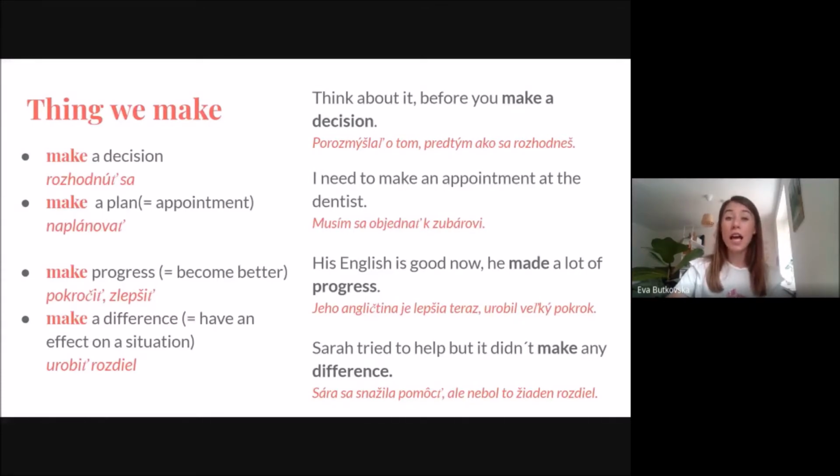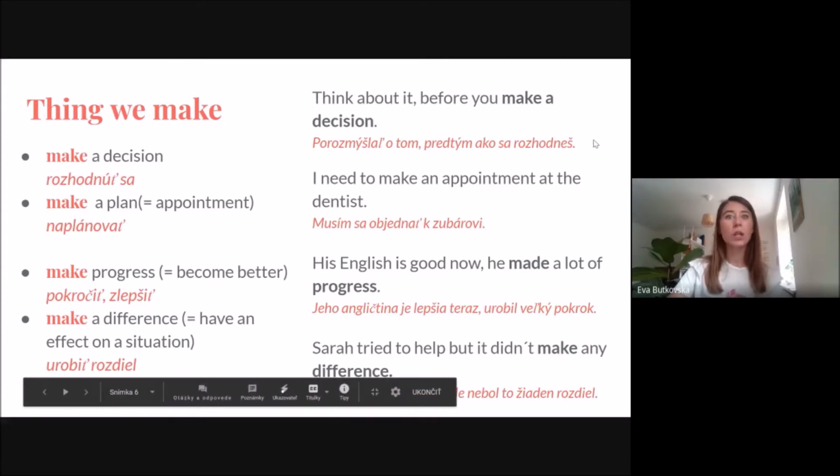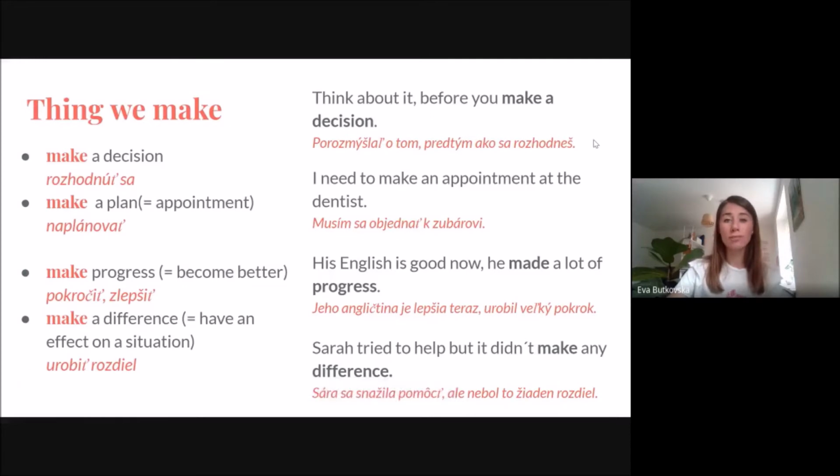And a very good and important phrase is make a difference. You can hear this phrase a lot used in spoken language. And it really means to have an effect on a situation. Sarah tried to help, but it didn't make any difference. So to make a difference means you do something that has an effect on a final situation. So to make, create with your own hands.